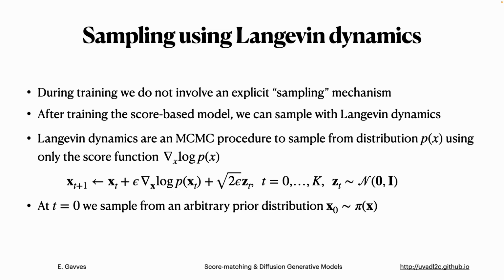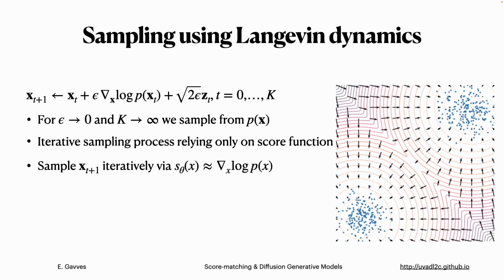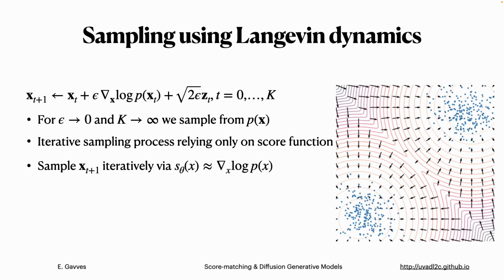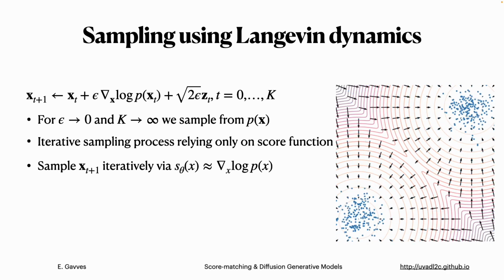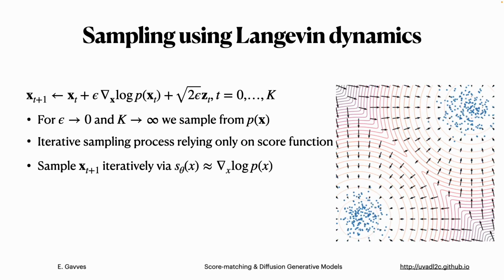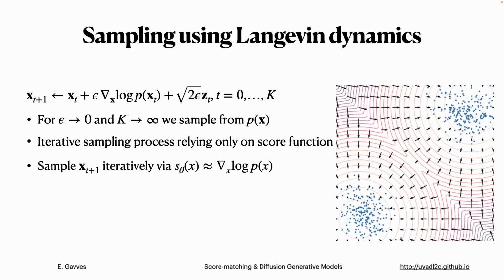You don't need to go into the precise details of this Langevin dynamics procedure, but it can be shown that if you follow this iterative procedure, you obtain, in the limit, as epsilon goes to 0 with time and for many steps, samples from the true distribution.